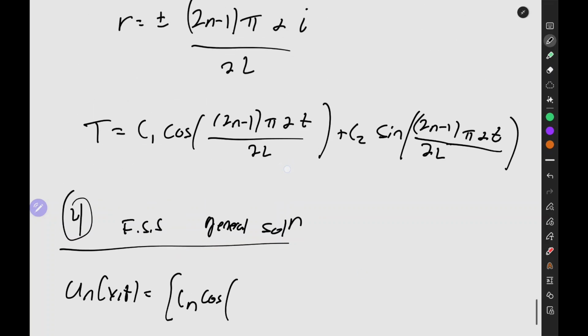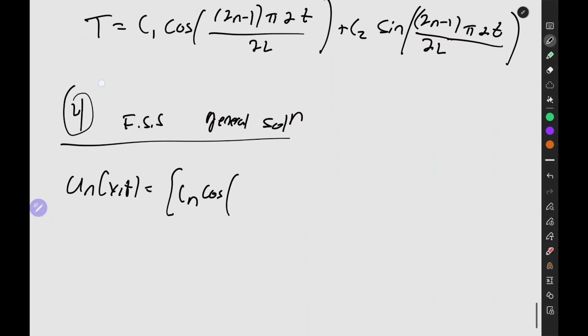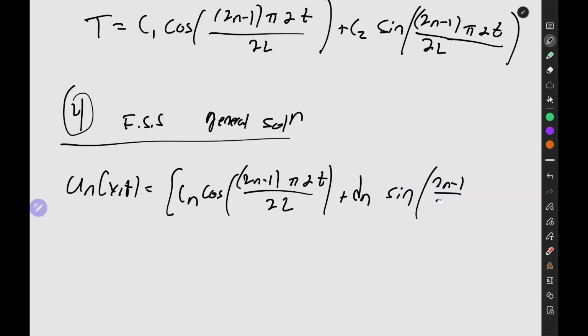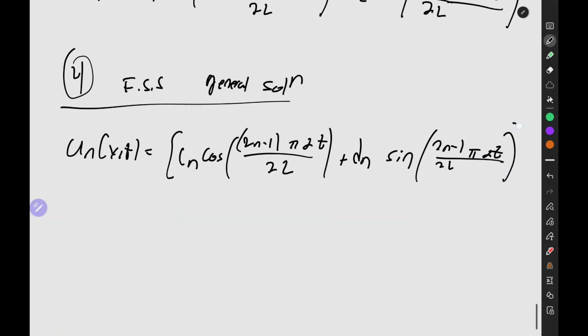All I'm doing is multiplying t and x together. 2n minus 1 pi alpha t over 2l plus d sub n sine 2n minus 1 over 2l pi alpha t, and then we just have that other component from x, which multiplies everything by sine of 2n minus 1 over 2l times pi times x.